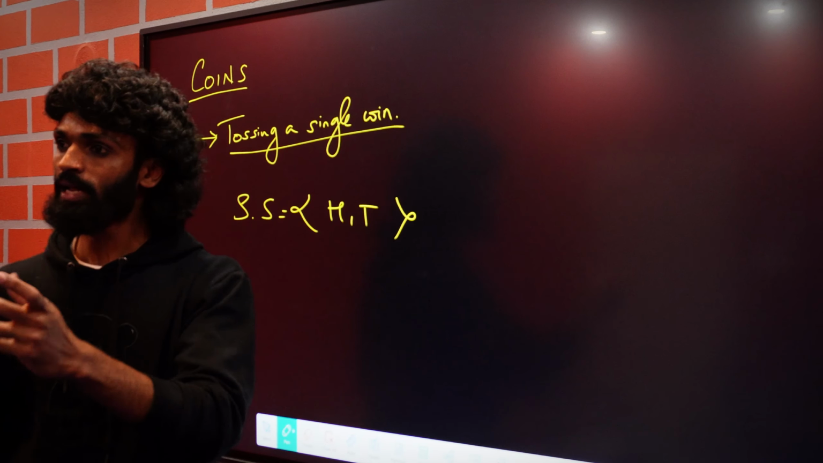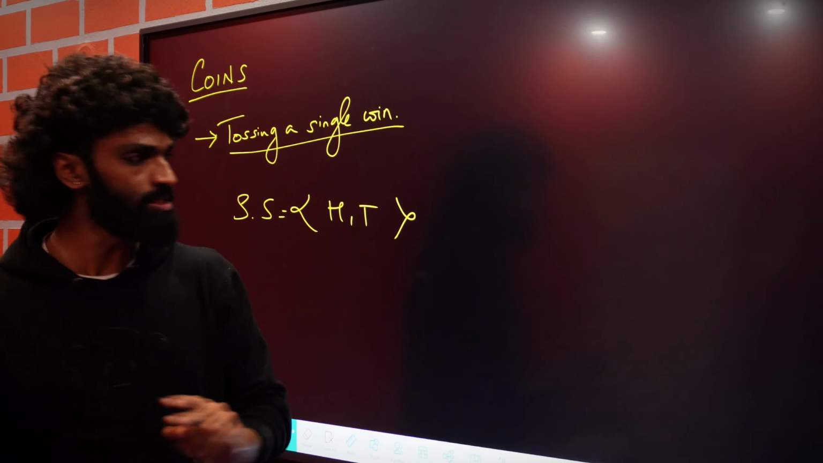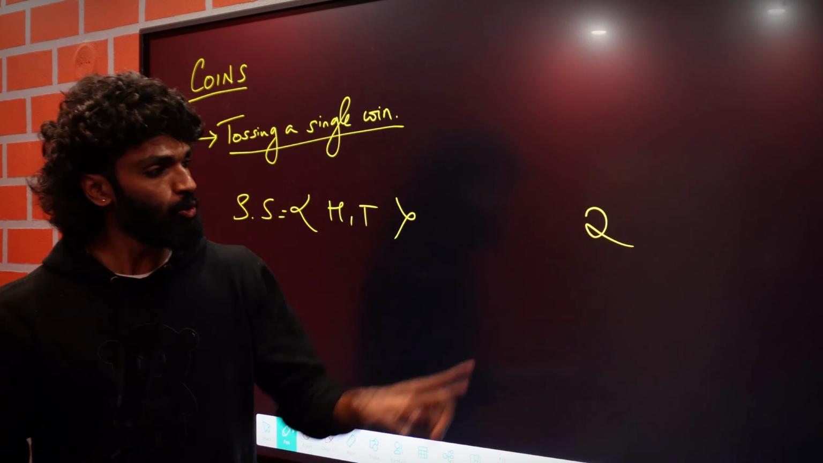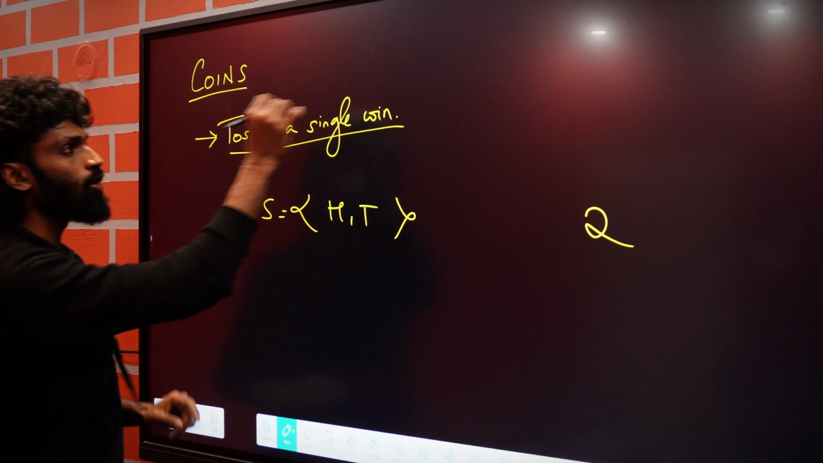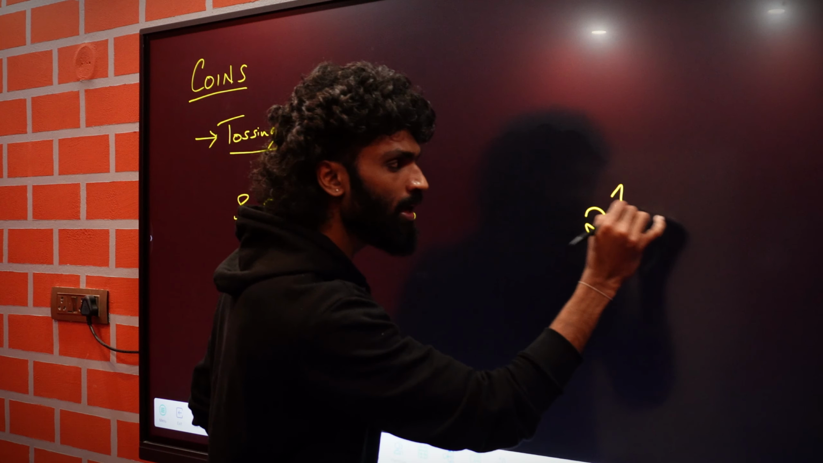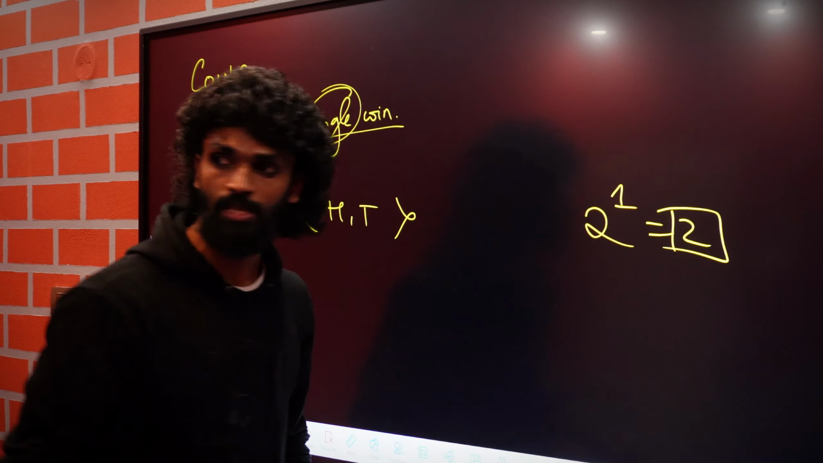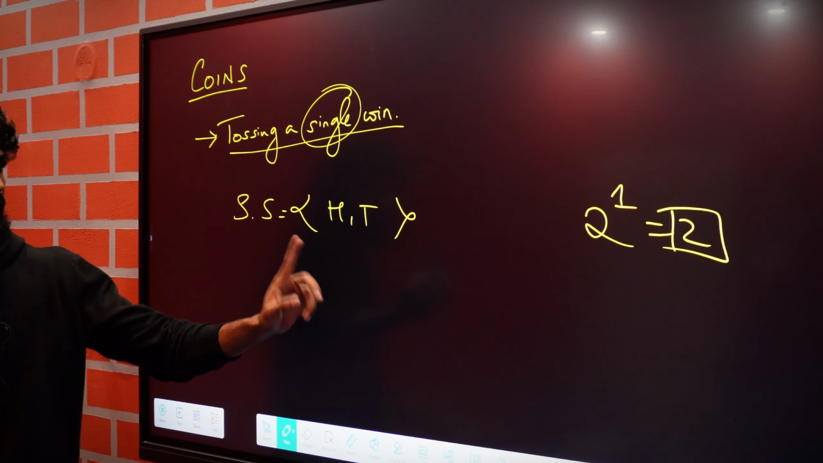Focus here. A coin has how many faces? It always has two faces. You write the number 2. Now, the power depends on the condition. Here, the condition says a single coin. Single meaning the number 1. Therefore, you are expected to get 2 answers. I got my 2 answers as head as well as tail.